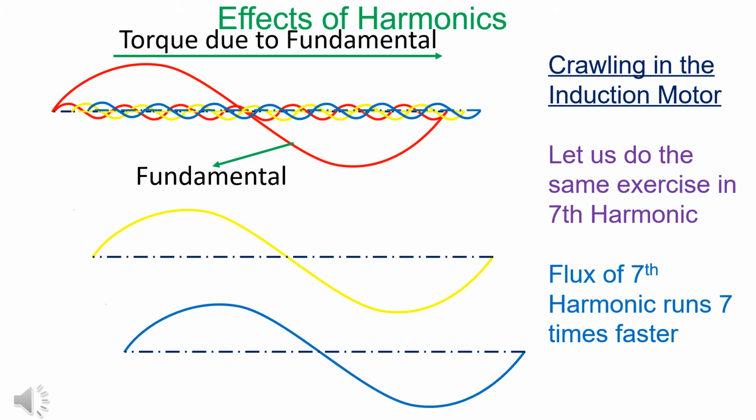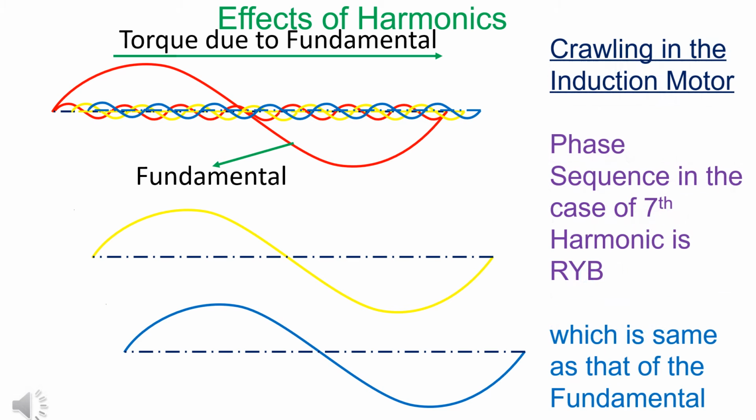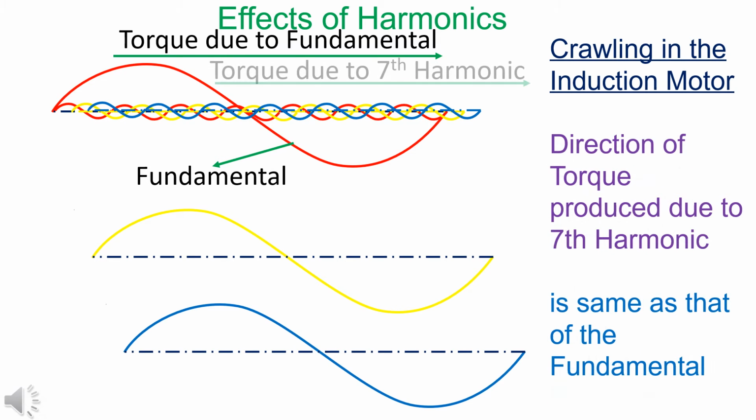Flux of seventh harmonic runs 7 times faster. The phase sequence in the case of seventh harmonic is RYB, which is same as that of the fundamental. The direction of the torque produced due to the seventh harmonic is same as that of the fundamental.